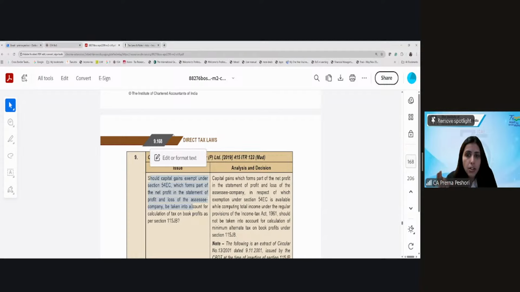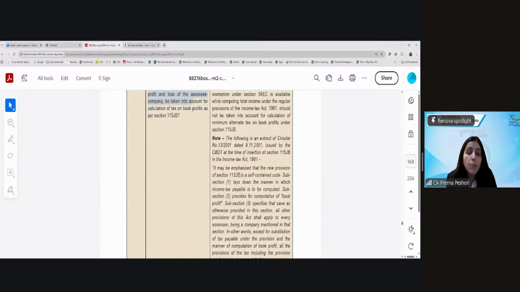So the Madras High Court here noted that under the normal tax provisions, 54EC is applicable. And since under the normal provisions 54EC is applicable and the capital gains are exempt, these capital gains forming part of the net profit should also not be taken into account for the purposes of MAT. Otherwise, the intention of exempting this capital gain will be defeated. Are we clear? Did you understand this?